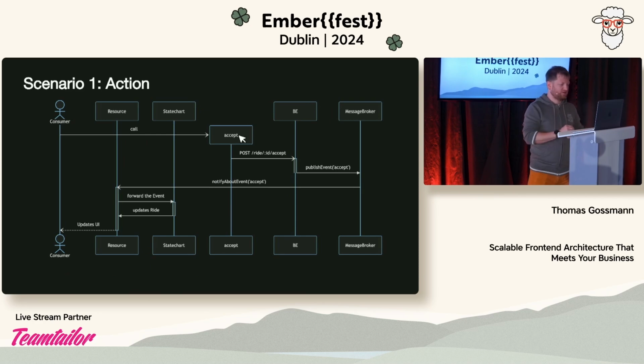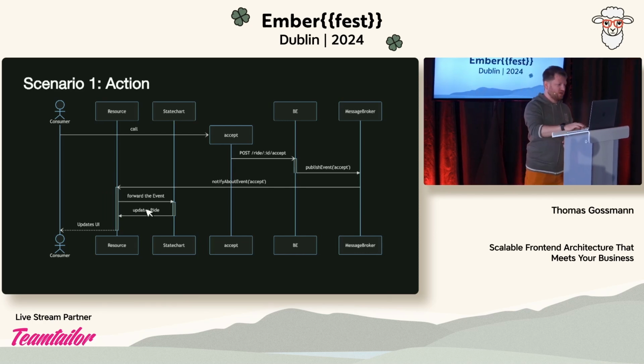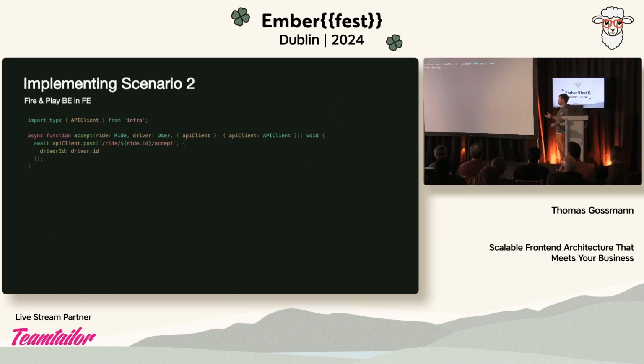All right, so now let's run the action here. So we call accept. This will make the post request to the backend. It will process it over there. It will publish an event to the message broker. Since we subscribed to that earlier, we get this back into the resource. The resource saying, thank you, cool. I push it into the state chart, which will move the state. As of that, we update the track property and the resource, which gets updated into the UI. Now, that is actually, for me, the most elegant example because we write the least amount of code on the front end. Let's have the backend people do the rest of it.